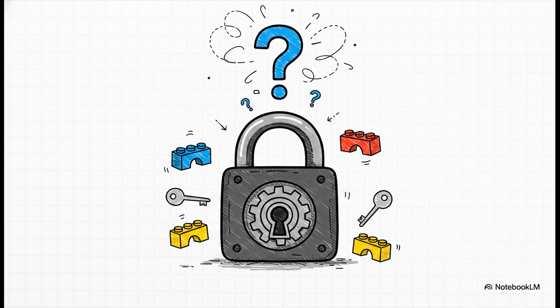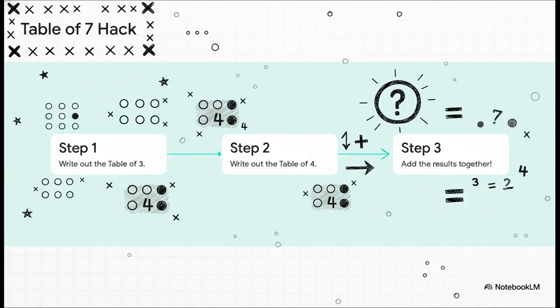It is notoriously tricky for people. How on earth do we figure it out if we just draw a total blank and haven't memorized it? Well, the chapter gives us this incredibly clever hack to break that hard problem down into 2 super easy ones. Step 1, just write out the table of 3, something most of us probably already know.